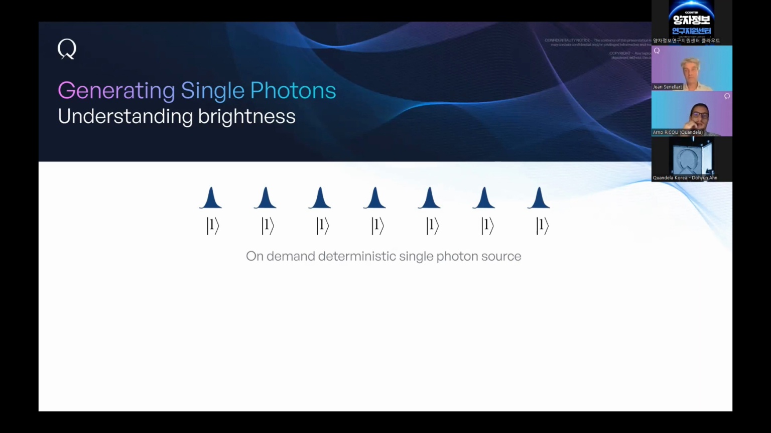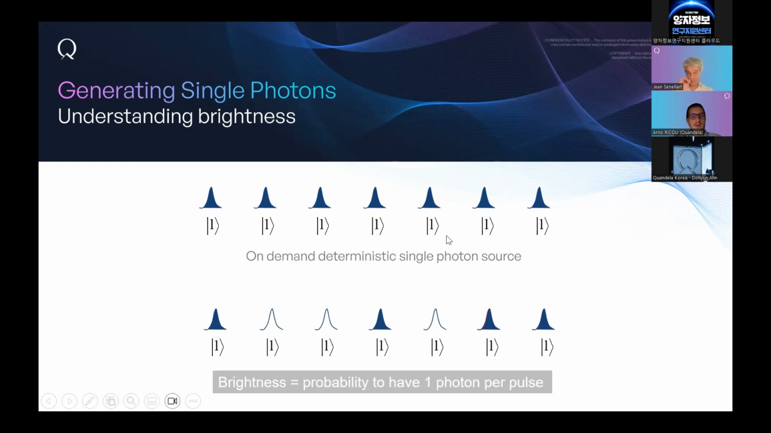And in this one, I'm going to explain what the brightness of a source means. So in the ideal case, whenever we press a button, we have one photon and only one photon coming out of this single photon source, which is represented by this wave every time. But in reality, you get a probability of getting a photon whenever you ask for one. And this is the definition of a brightness. So if we say that we have a brightness of 50%, we have one chance out of 2 to get a photon when we ask for 1.